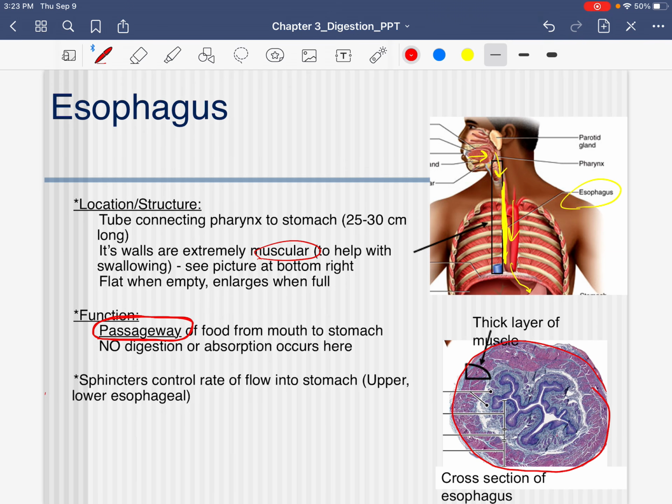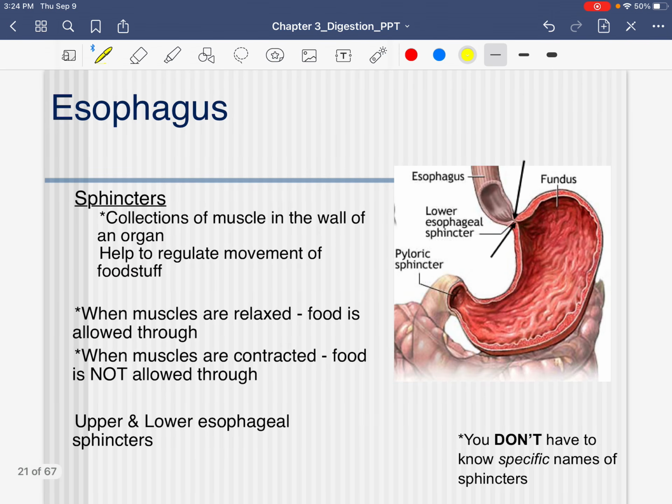What's cool, if you look down here, this is a cross-section of the esophagus. Very thick walls of muscle. That's some thick muscle. And when you're not swallowing, the opening is rather small. In fact, a lot of times the esophagus will kind of flatten when there's no food in it. But when we do swallow and bring food down into the esophagus, it will expand, and much of this area will be open for the food.